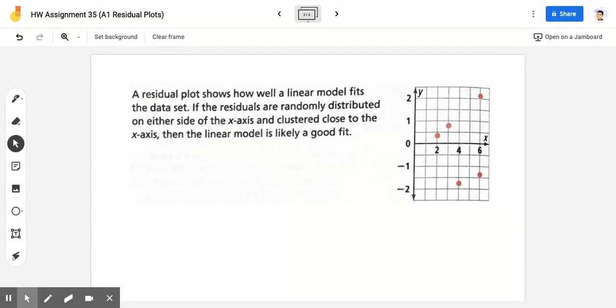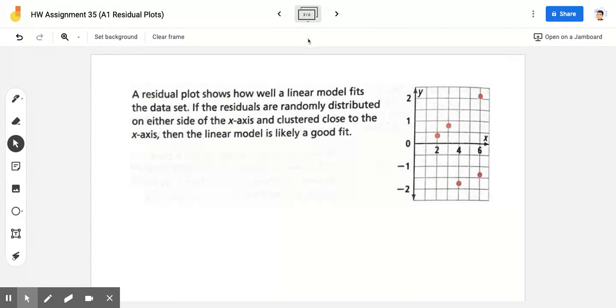Okay. So these points are pretty closely clustered to the x-axis. Some of them may seem like they're kind of far away, but notice how they're all really within 2 units from the x-axis. That's pretty good for the data set that we had. Okay, so they are all pretty close, so that's going to show us that we have a pretty good linear model.